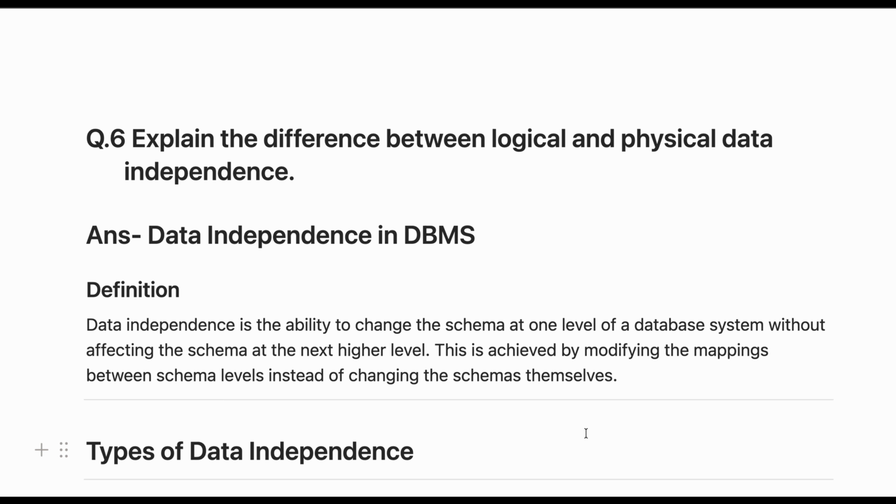Now let's move to the types of data independence. So there are two types. First one is logical data independence and second one is physical data independence. So now first one is logical data independence.